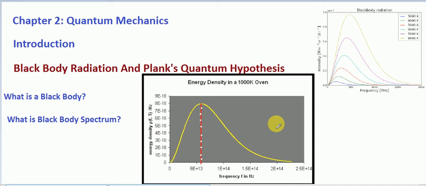It does not depend on the properties of the walls of the cavity or anything. It depends on the temperature. And at a particular temperature, the energy density has a maximum value at a particular frequency, nu m. So you can see here a black body spectrum. It is a distribution between frequency and energy density.